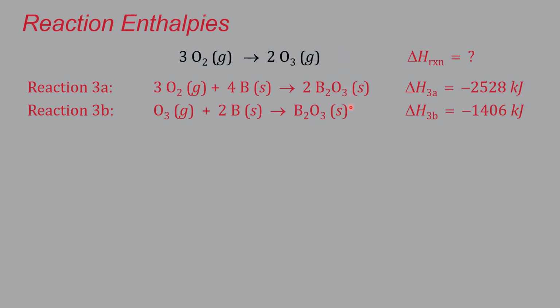The first thing I want to ask you to do is think about how you could manipulate these reactions in a way that they add up to this one. By manipulate, I mean you might have to flip one of them around. You might have to multiply everything in one reaction by some factor, double everything, halve everything, in a way that when you add them up, you end up with this reaction.